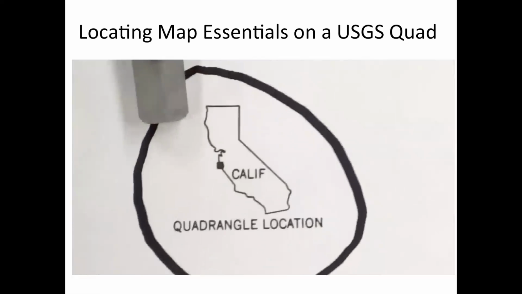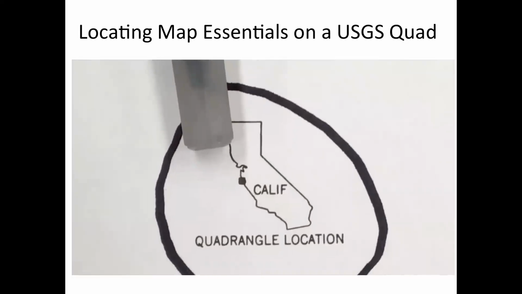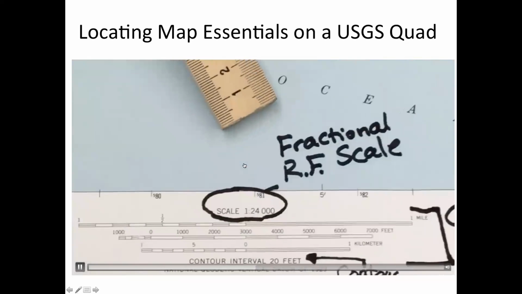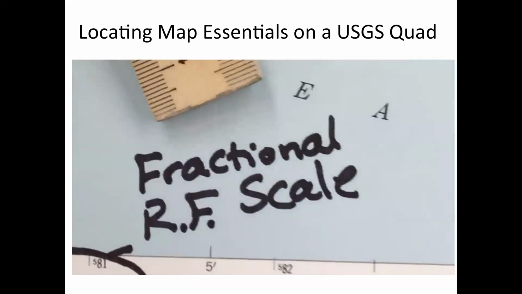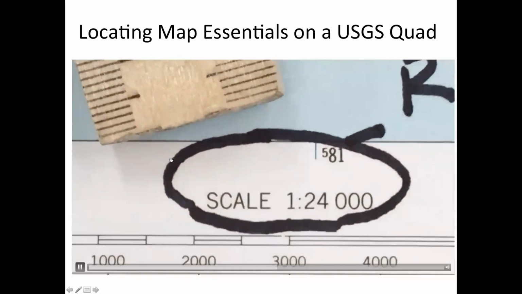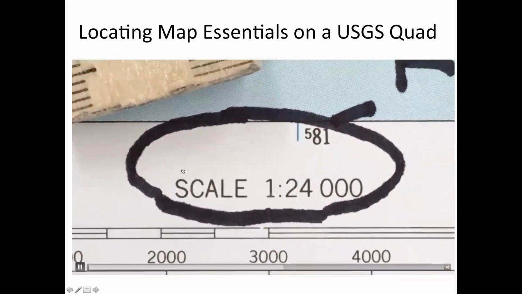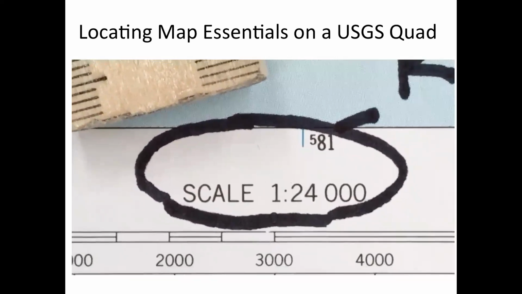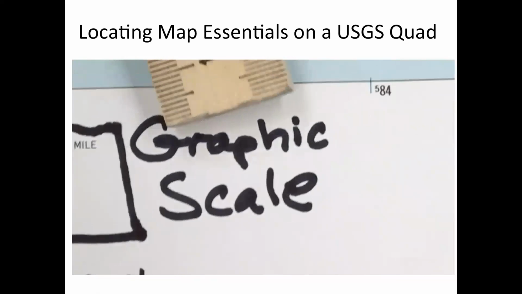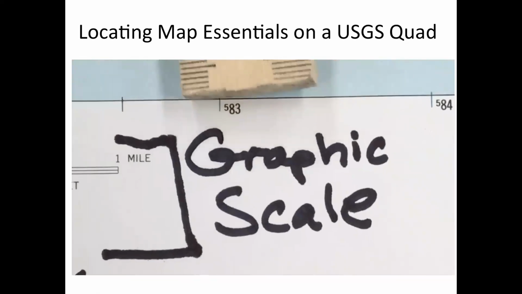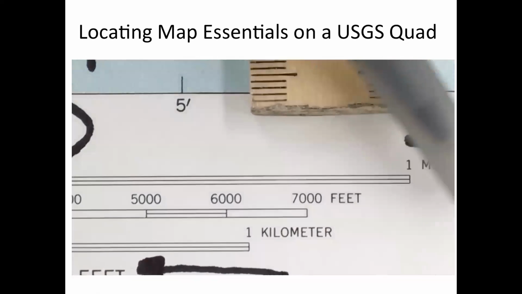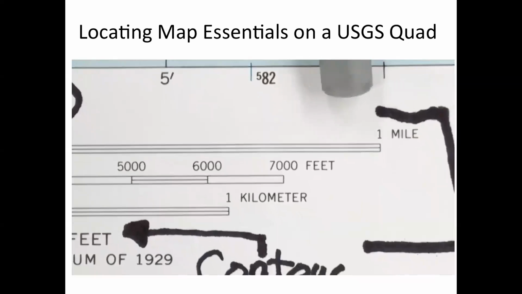Where is the map located within the state of California? If you didn't know where Santa Cruz was, that black box represents Santa Cruz on the state as a whole. The scale of the map, of course, we have two types of scales as we've discussed. Here is our fractional scale. There's our 1 to 24,000 ratio that we've looked at already, and then our graphic scale below it. Our graphic scale has those three rulers showing miles, feet, and kilometers.